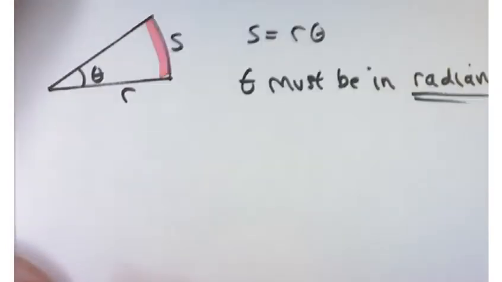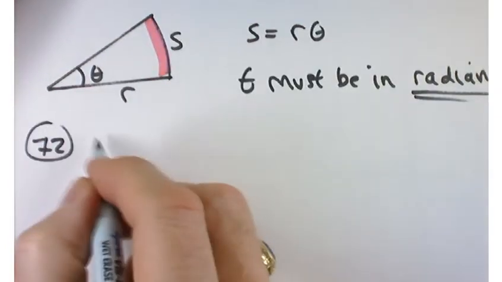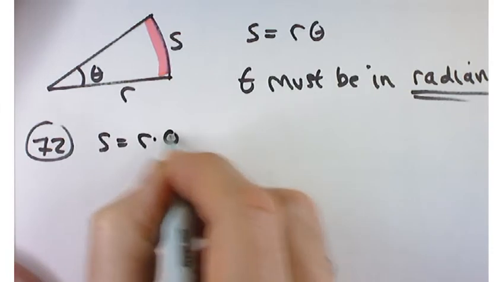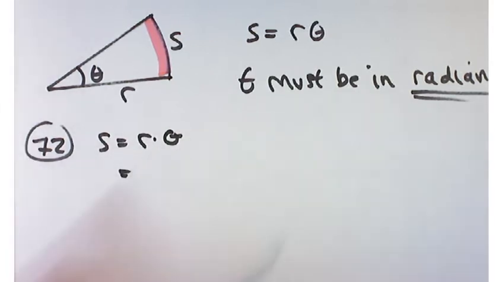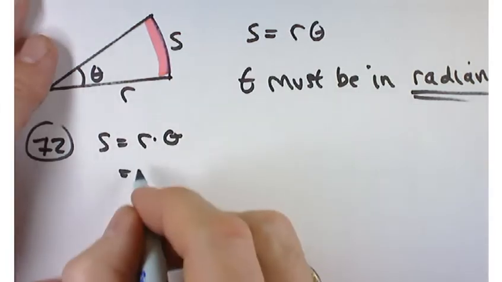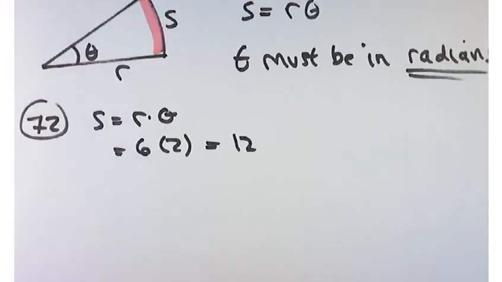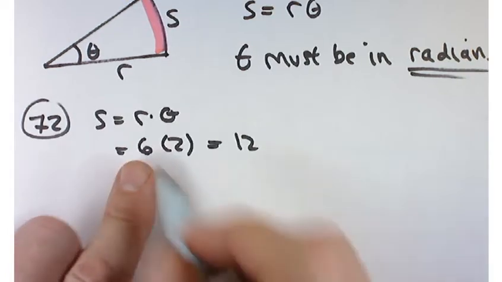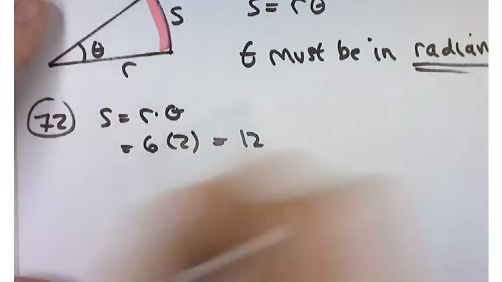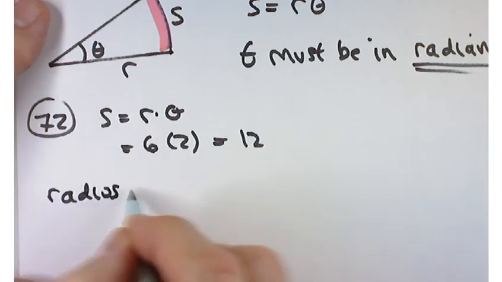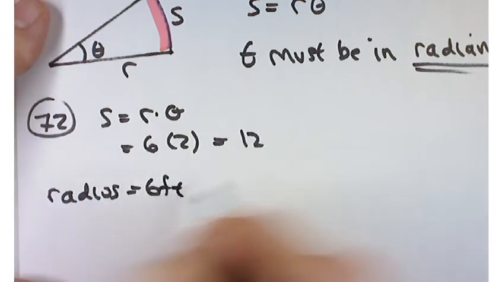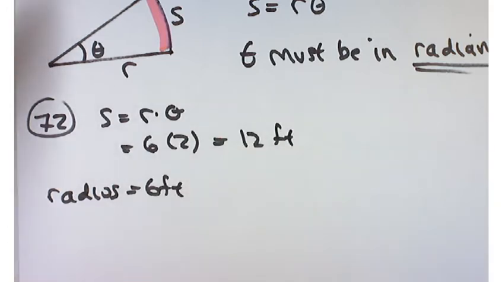But the arc length is going to be pretty simple for us. S equals r times theta. In this case, 6 was the radius. 6 times 2 gives me 12. But let's not forget about our units. It's 12. Well, the radius was in what units? Radius was in units of feet, 6 feet. So the length is going to be in units of feet.